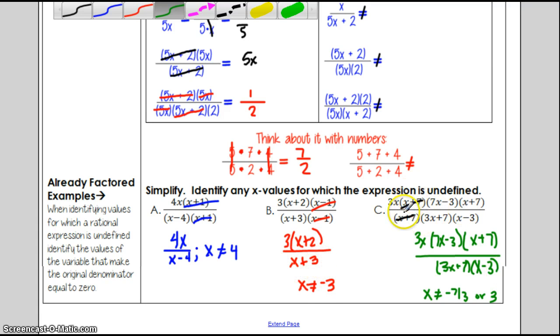Over here, the only thing we can cross off is the x plus 7 on the top and the bottom, and so we have this left. And so that means we set this equal to 0, this equal to 0, we get 3, and we get negative 7/3 as our other x.